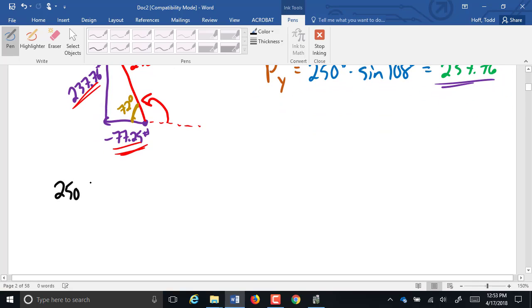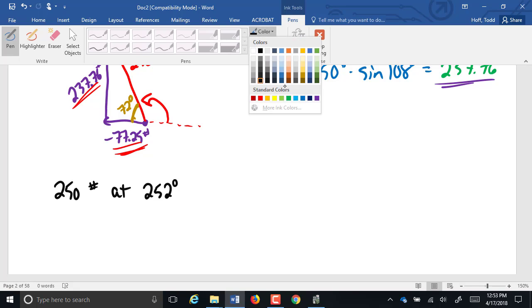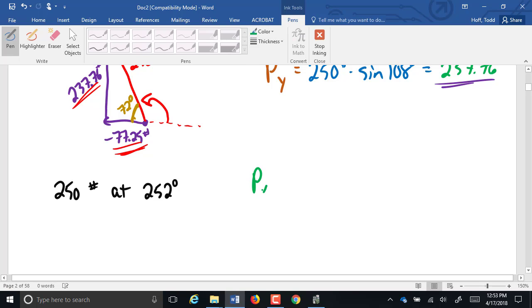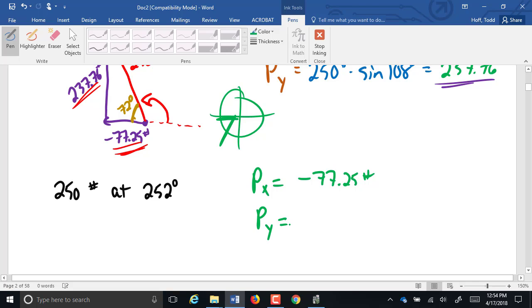If it was 250 pounds at 252 degrees, without doing any calculation, P sub x we know is going to be 77.25. Positive or negative? Negative. Because that's still on, if we're looking at that circle, that's still over here. The y is negative. P sub y is going to be negative 237.76 pounds.